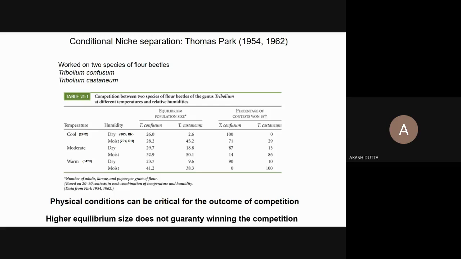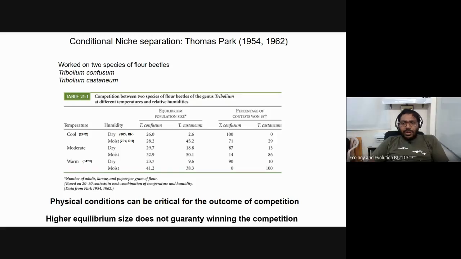Just a clarification, the equilibrium population sizes are for the species taken independently, yeah? Or in the presence of each other? Independently, no. See, otherwise here, in the last case, Confusum is gone, right? That's what I was wondering. Yeah. No. These are monocultures. Okay. These are monocultures.